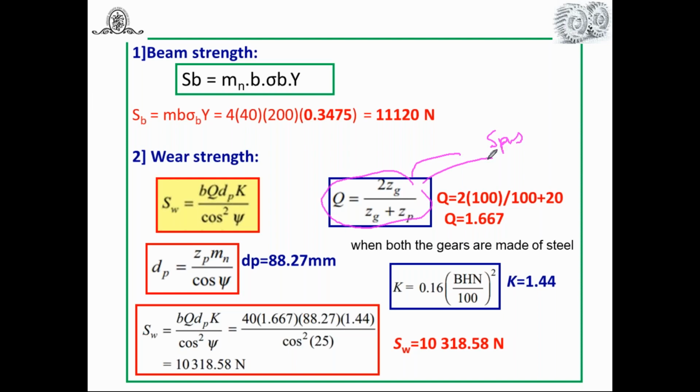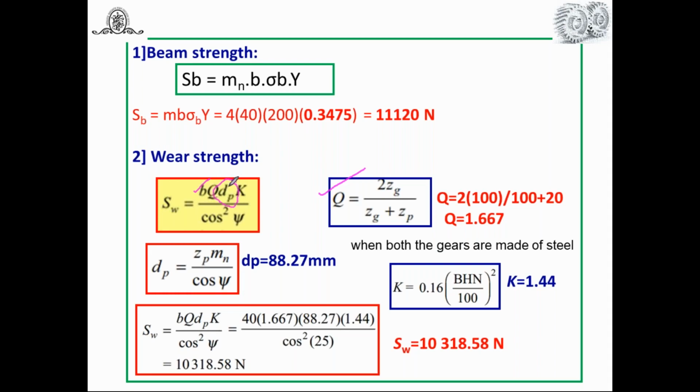Try to understand. Then 2 Zg. Zg is given as 100 in the problem statement for the helical gear. Zp is given as 20. So you can substitute 2 into 100 upon 100 plus 20, and you will get Q is equal to 1.67. Okay, this is the ratio factor we calculated. Another one, what is the required B? You know very well, 40.